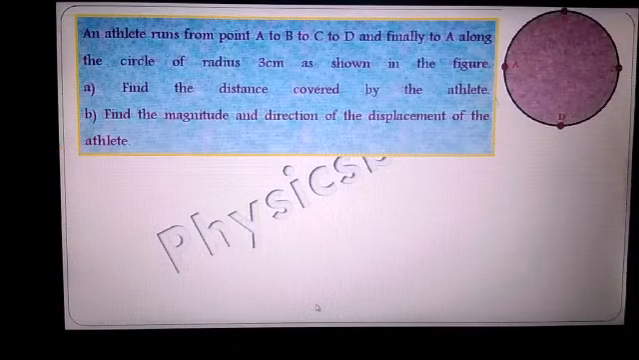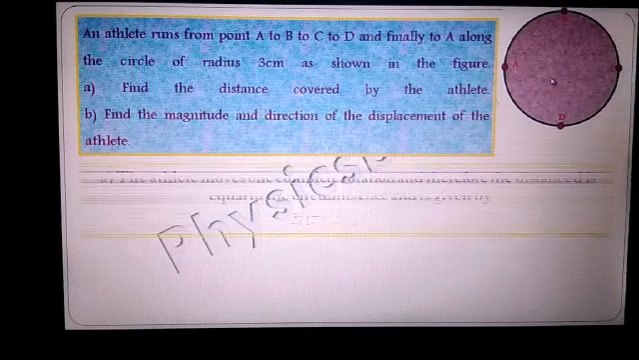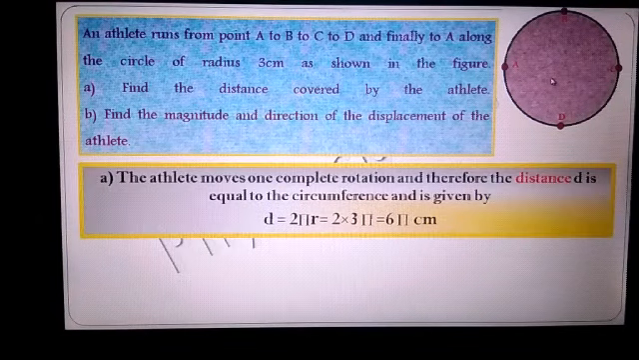Now next question. An athlete runs from point A to point B, to point C, to point D, and finally to A along this circle having radius 3 centimeter. We have to find distance and displacement. Now the athlete moves one complete rotation because it starts from A and ends at A. So it completes one rotation.